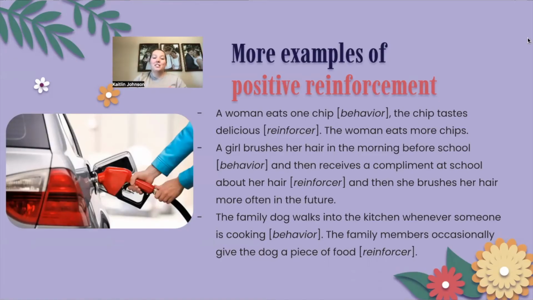Okay, so let's look at our first example. A woman eats one chip. The chip tastes really delicious. The woman eats more chips. So eating that one chip, adding in that positive reinforcement, it tastes really great. That's the reinforcer. It's going to increase the likelihood that she's going to keep eating more chips, whether it's at that point in time or maybe tomorrow.